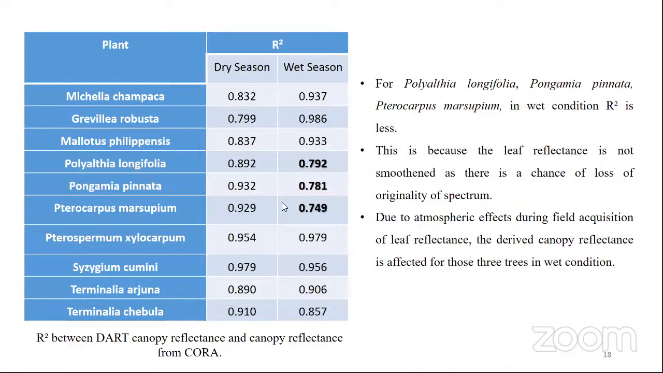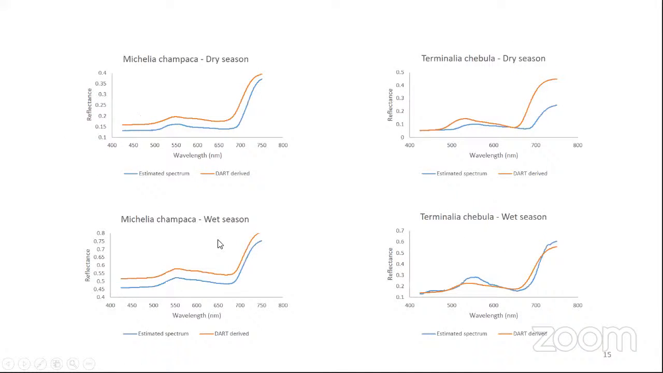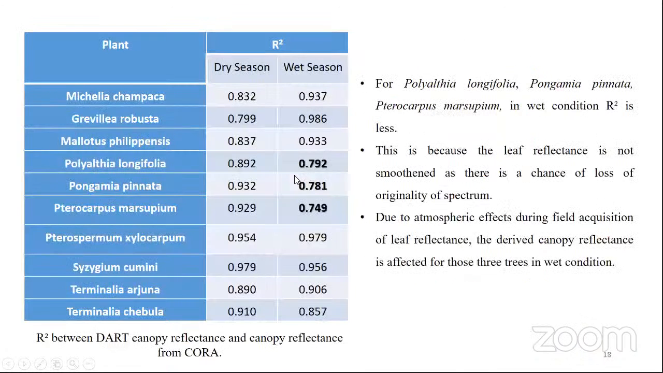The R square of the difference between these two models is mentioned in this table. Here we can see that for Polyalthia longifolia, Pongamia pinnata, and Pterocarpus marsupium, the variation is more, as we saw previously in the figure. This more variation is because the leaf reflectance is not smoothened, as there is a chance of loss of originality of the spectrum. Also, due to atmospheric effects during field acquisition of leaf reflectance, the canopy reflectance is affected for those trees in wet condition.